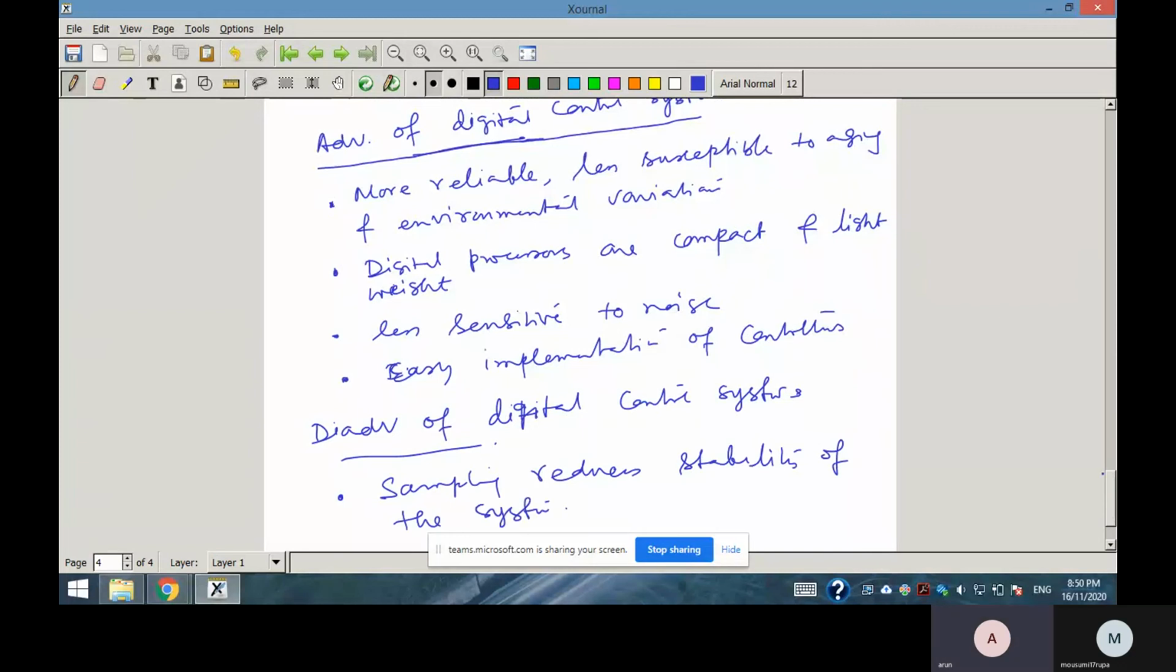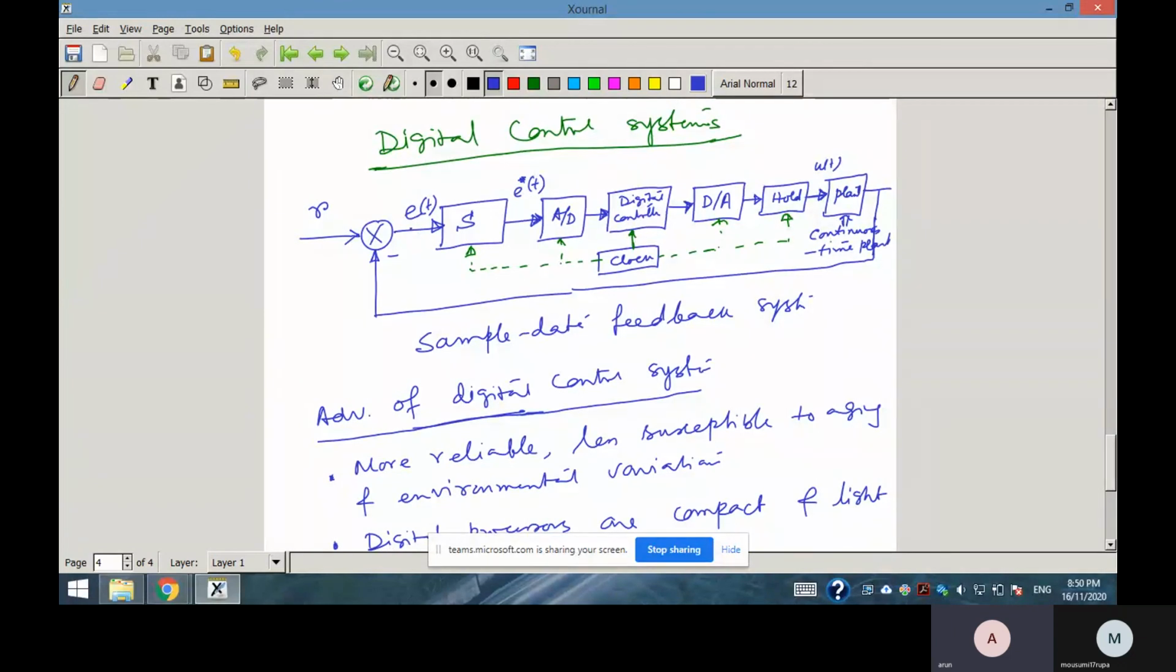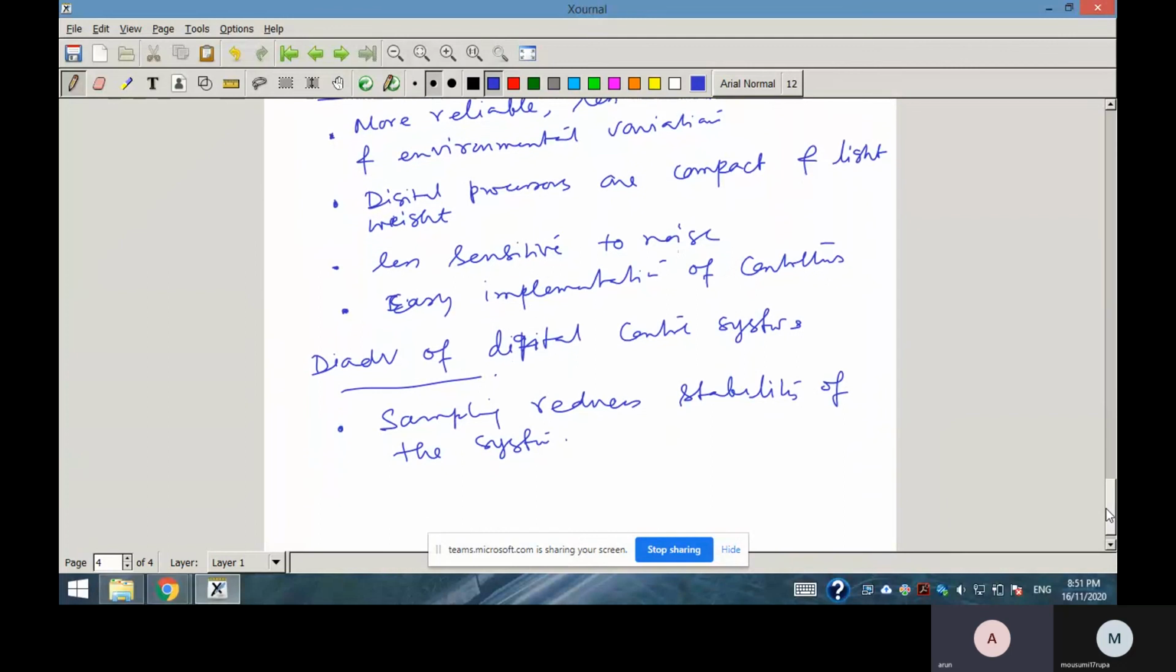Sampling is important. Sampling means your continuous time signal is coming, but you are taking that signal value at some interval. So you are losing some data, and losing data means you have to compromise something. So stability will reduce, and we will see that stability is dependent on the sampling time.